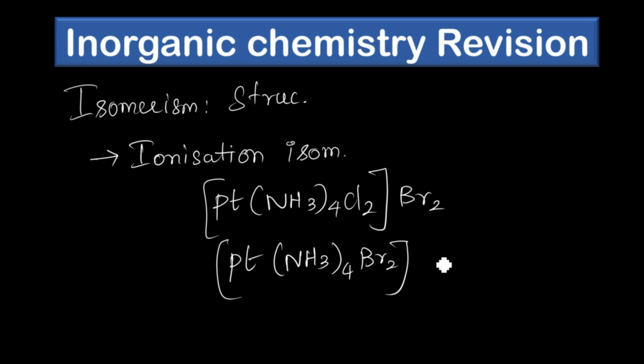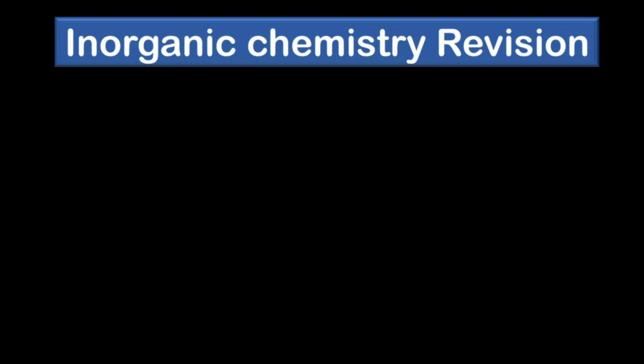The ligand inside and outside the coordination sphere will get changed. So that is what an ionization isomer is. As you can see, here Cl2 is inside the coordination sphere, Br2 is outside the coordination sphere. But the isomer of this complex has Br2 inside and Cl2 outside. The ions outside the coordination sphere are getting changed. So that is one example.